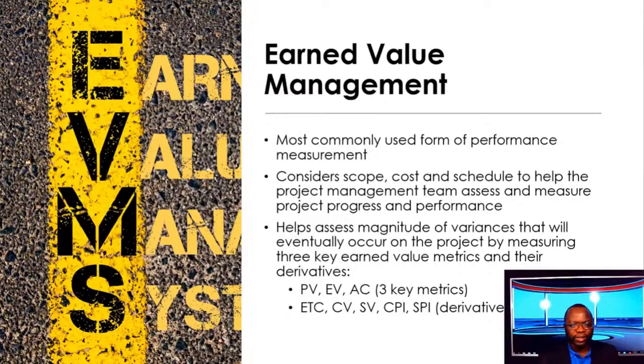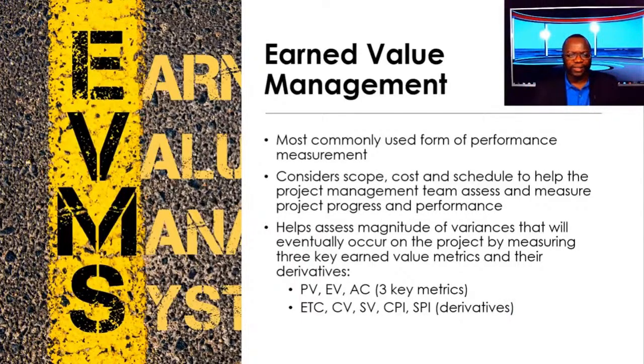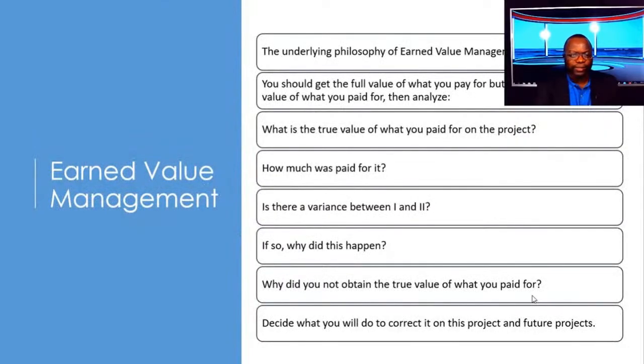And let me just get this image out of the way so that you can better see the slide. But what you're seeing there is ETC, CV, SV, CPI, SPI, which are derivatives of the three key metrics, PV, EV, and AC. Okay, I'm going to break this down further, but right now this is the top of the waves. We're just trying to get you into the right zone so that I can accelerate this and move into the harder areas.